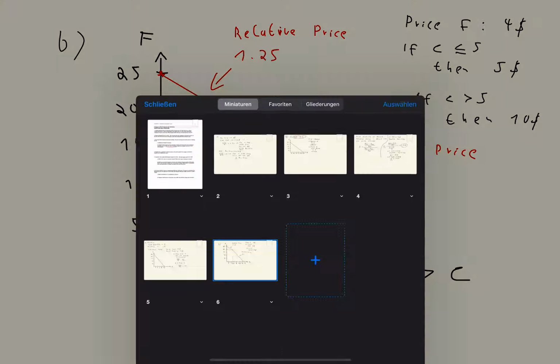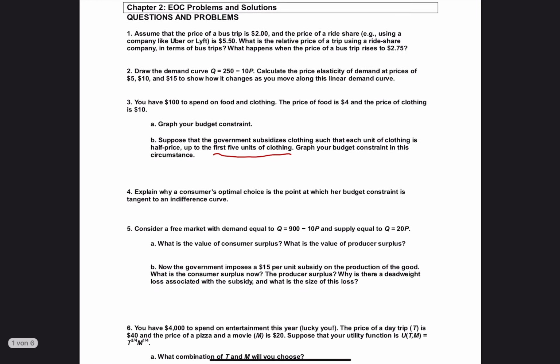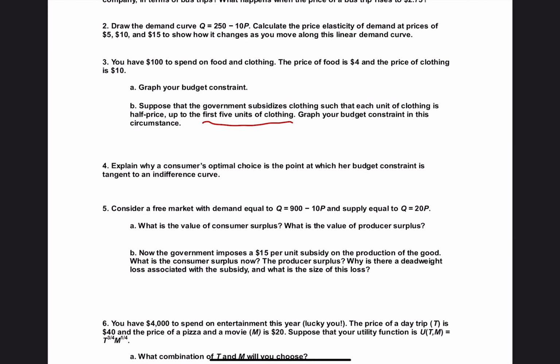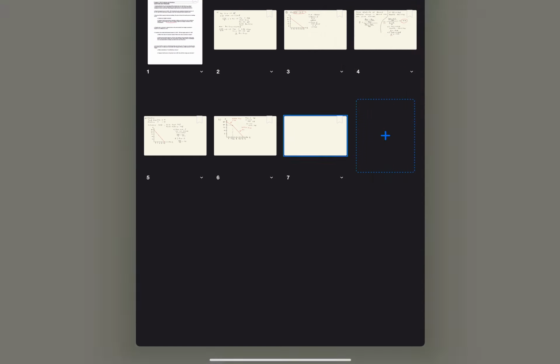Good. Let's go to exercise number 4. So 4 is kind of a general exercise. We are asked to explain why a consumer's optimal choice is the point at which the budget constraint is tangent to an indifference curve. And I partially gave some hints on this already in one of the exercises before. But now let's be a little bit more precise. I think if you have a graphical solution for this exercise, this gives you the best intuition.